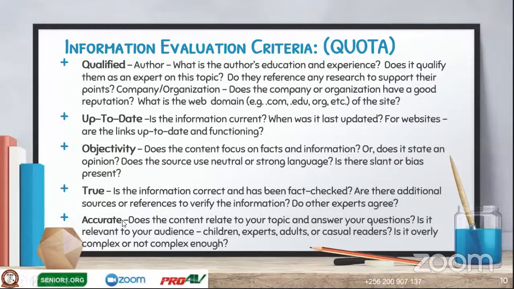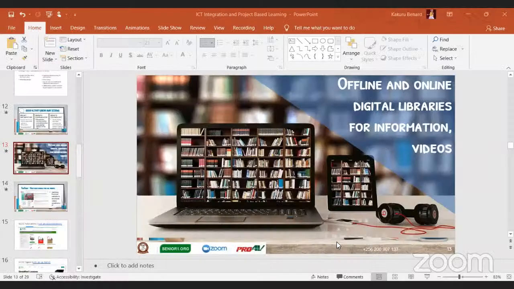So there is accuracy as well. When you are evaluating information, look at quota. That should guide you. You can go ahead, Mr. Kakuru. Sorry for taking your time. I just wanted to chip in there. You can go ahead and wrap up. Is it quota? Quota. I'll post it in the chat. Okay, thank you. That is the criteria used to evaluate information.